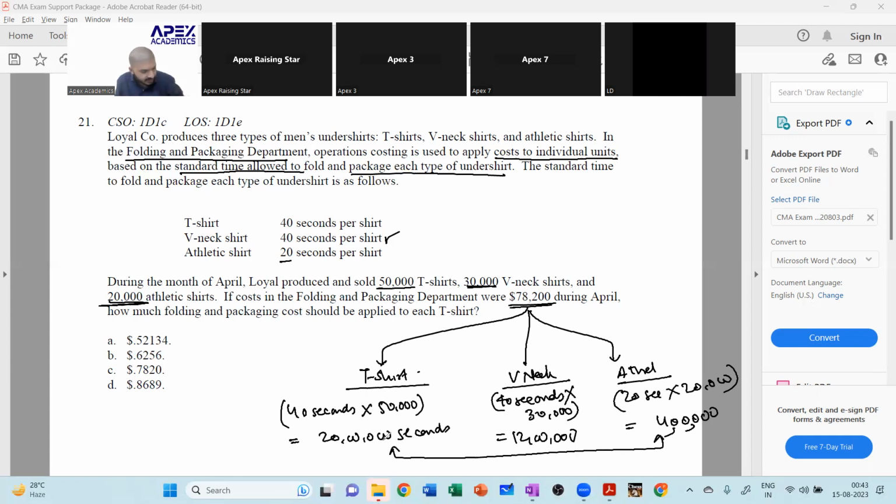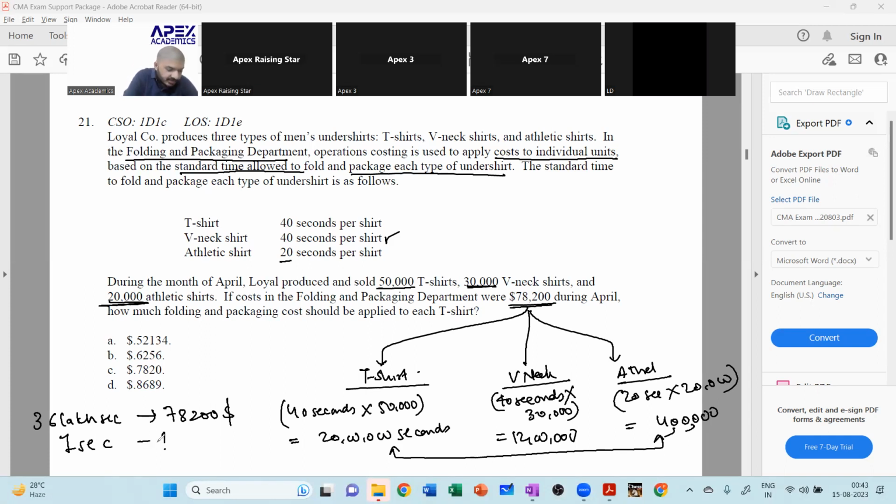So 20 lakhs plus 12 lakhs plus 4 lakhs. What is the total? The total is 36 lakh seconds. This requires $78,200 of work. One second requires how much?